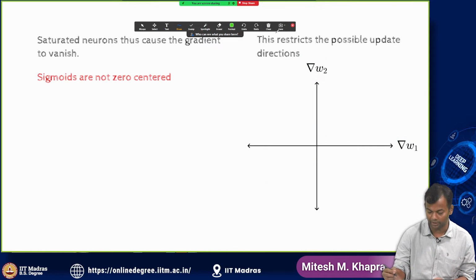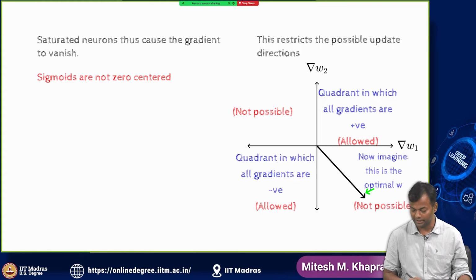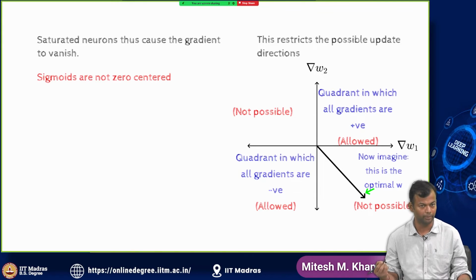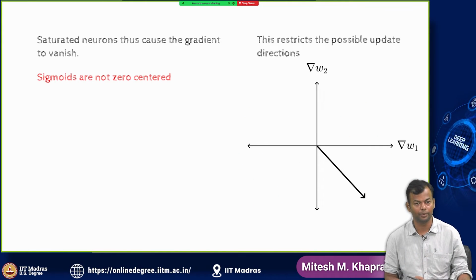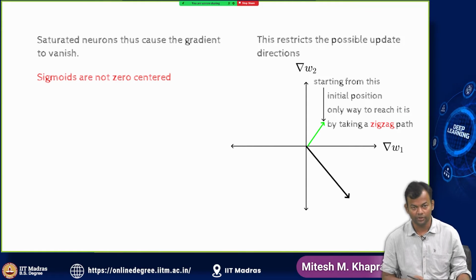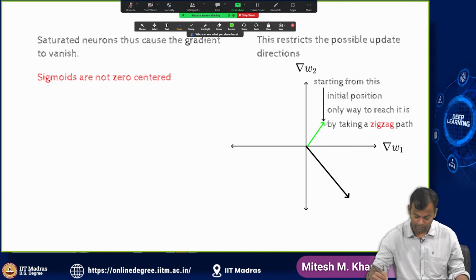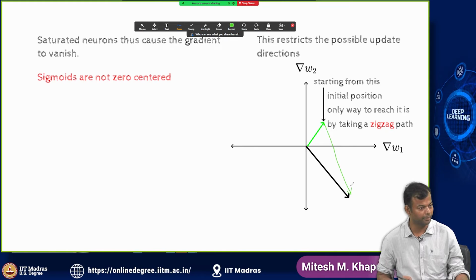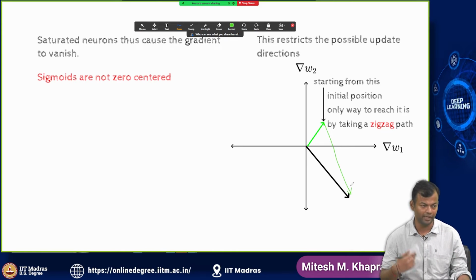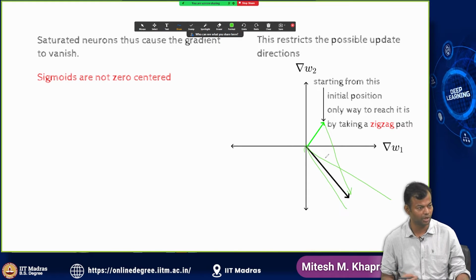And here's a toy example to show that it is indeed a problem. Suppose this arrow here is the optimal value of W, this is where you want to go, and suppose this is where you had initialized your weight. Now I would want to have a possible movement like this and reach the optimum, but this movement is not possible because it has one value positive and one value negative, and we know that is not possible. We already saw that all these kinds of movements are not possible.